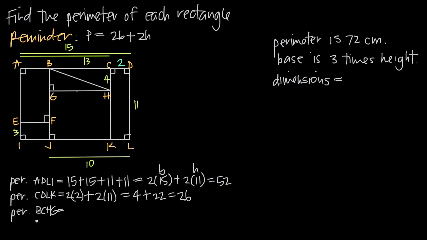What about the last example here, the perimeter of BCHG? Well, I can find here rectangle BCHG. It's this rectangle in the middle at the top.